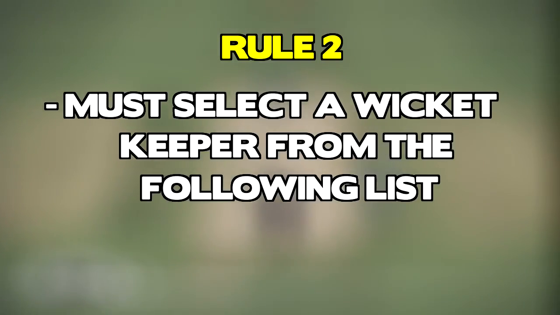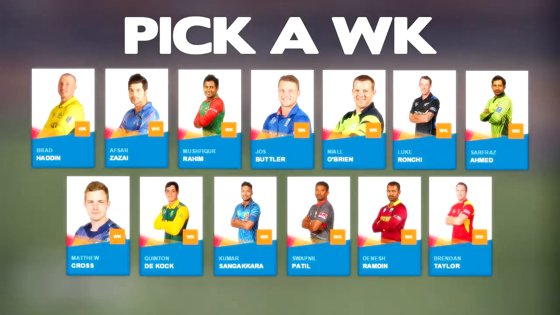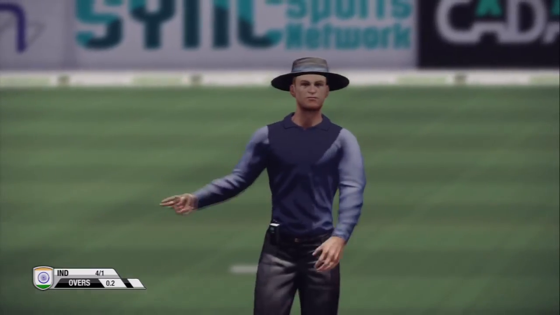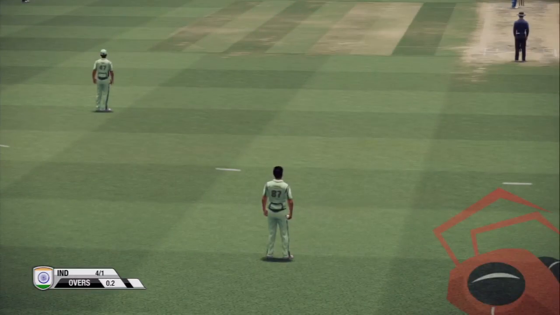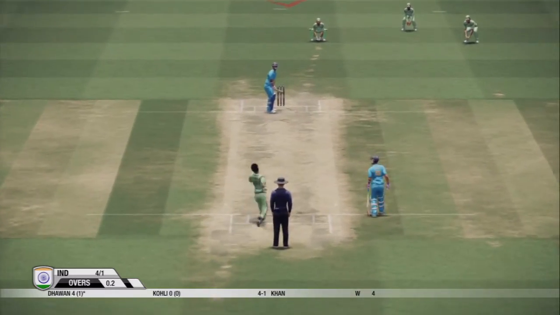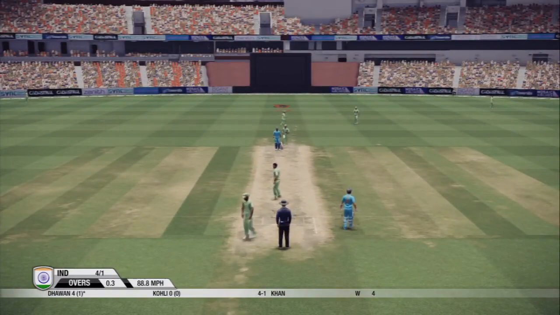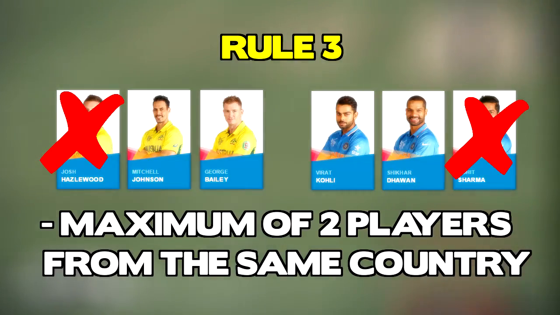Rule number 2. You must pick a wicket keeper from this list of players. It is basically the same thing as the captain, where there are 13 players and 7 or 8 of them will be used. You are only allowed to have one of these players in your team as a wicket keeper, and you may have noticed Dhoni is not on this list because if you picked him as your captain, then he is also your wicket keeper, and that is one of the advantages of having a captain who is also a wicket keeper.